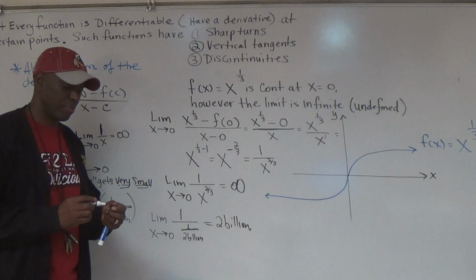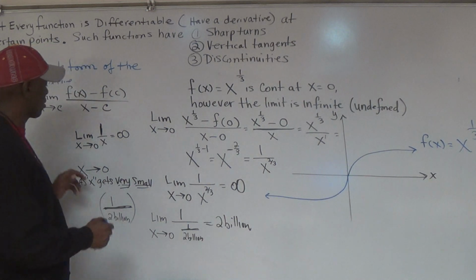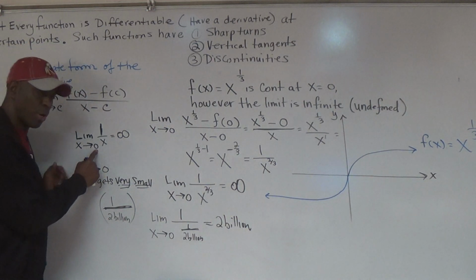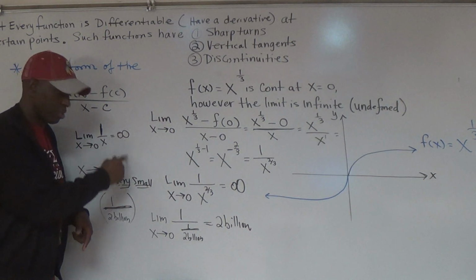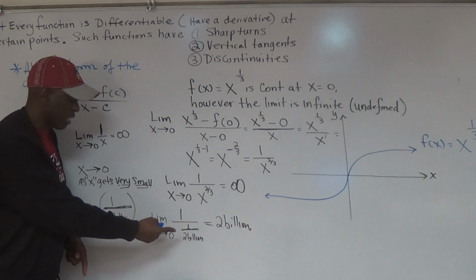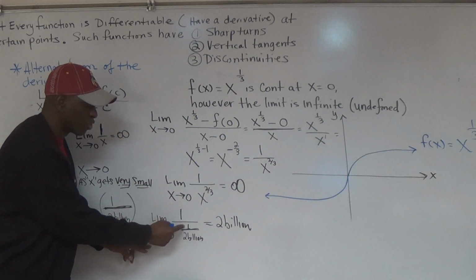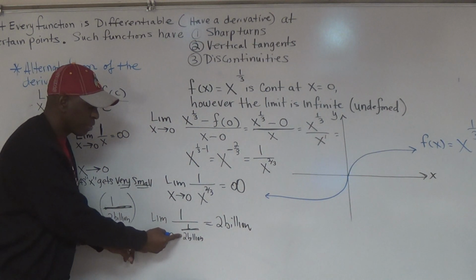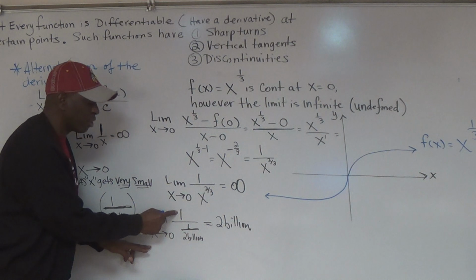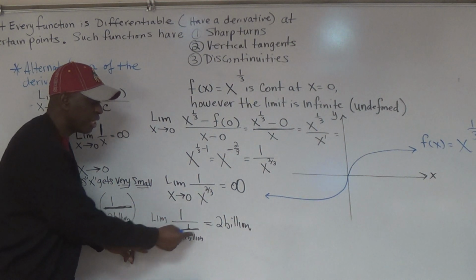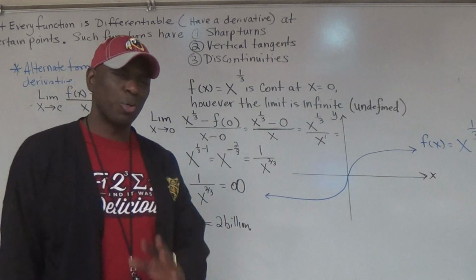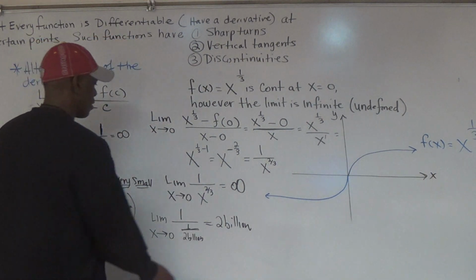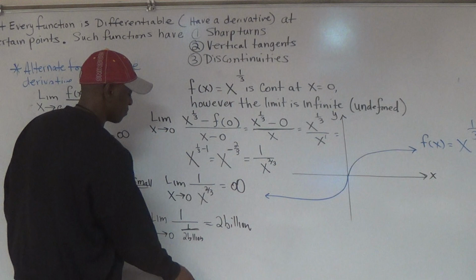That's 2 billion. So the point is this. As x gets very small, 1 over x gets very large. As x gets very small, like 1 over 2 billion, then 1 over 1 over 2 billion is 2 billion. It gets very large. You clear on that? I hope so. All right. Good. So this goes to infinity.